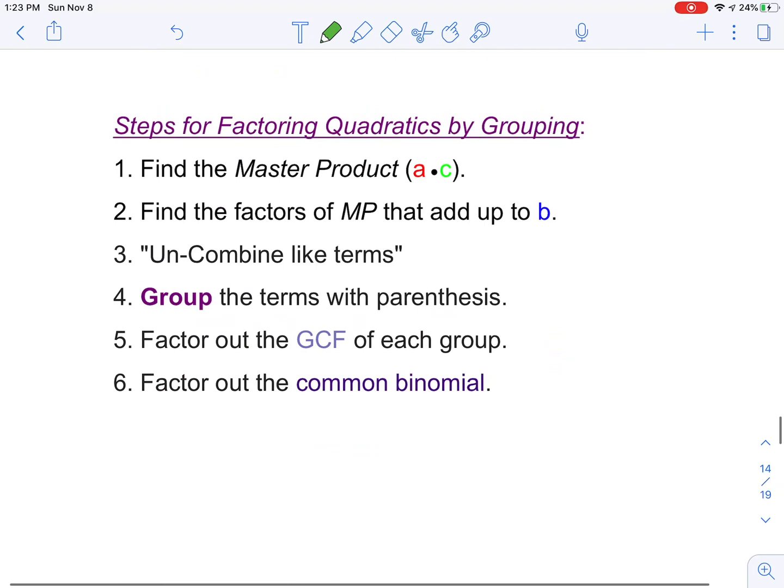Now for those of us who need steps, here we have it. The steps for factoring quadratics by grouping. The first step is to find the master product, a times c. Look at the factors of that master product that add up to b, our middle term. We do our third step, which is to uncombine like terms. This allows us to have an even number of terms in which we are able to group them by putting sets of parentheses around them. Then we factor out the GCF from each group. And then finally, we factor out that common binomial from each term.